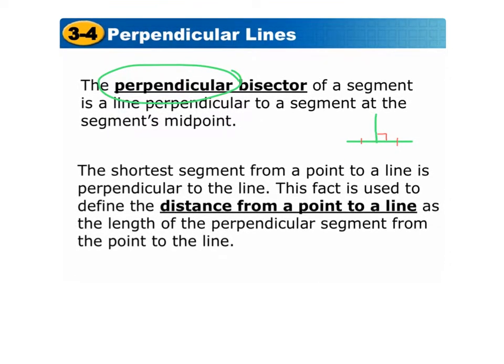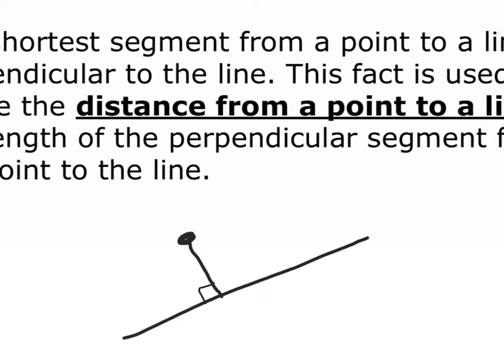Next, we have the shortest segment from a point to a line is perpendicular to the line. This fact is used to define the distance from a point to a line as the length of the perpendicular segment from the point to the line. So if we have a point and if we have a line, the closest distance from this point to the line will be perpendicular to the line. So this will be the shortest length.